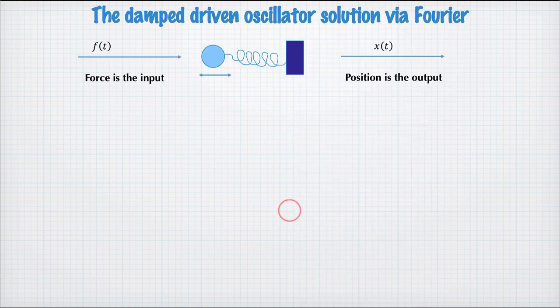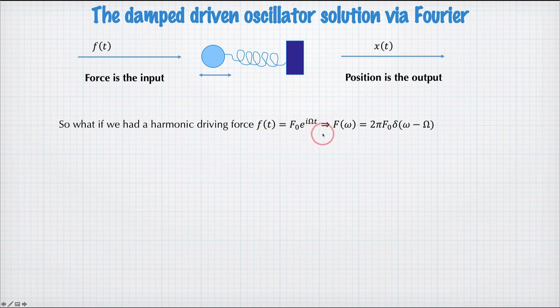Okay, so let's now think about a specific force, that is the harmonic driving force that we've solved for previously in another course where we just did a time domain solution, but now we're going to do it using Fourier techniques. So here's our harmonic driving force. The Fourier transform of that harmonic driving force, capital F of omega, is given by this equation here, where this complex exponential gets transformed into a delta function with an offset, capital omega, and look out for the factor of 2 pi here as well.